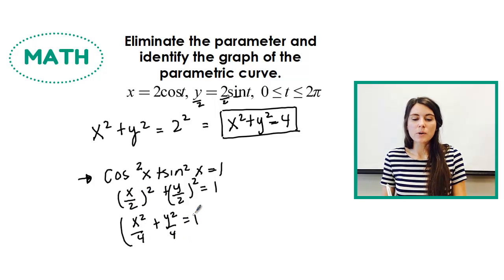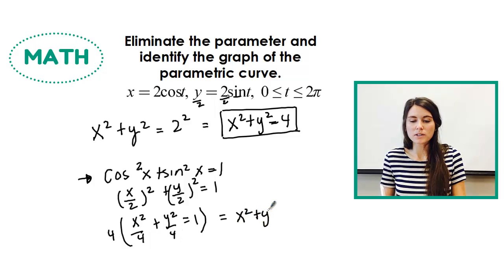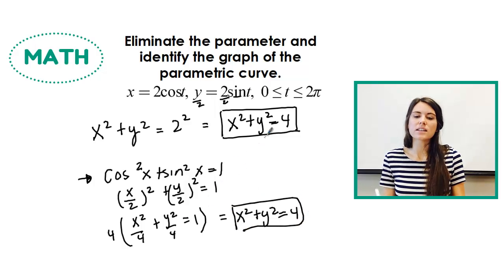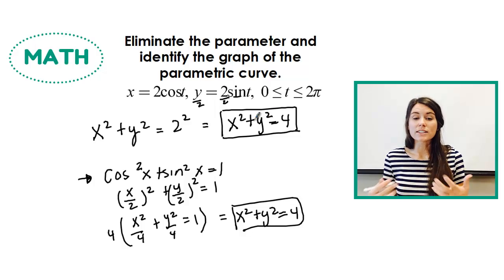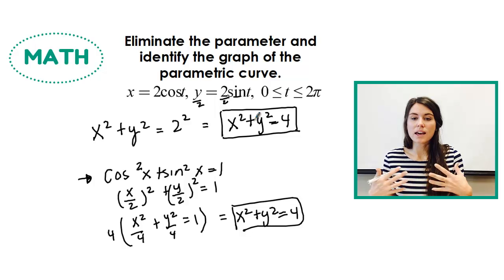And then if I want to get rid of that denominator, I'd multiply everything by 4. So the 4's would cancel out the denominators, and I'd get x squared plus y squared, and then 1 times 4 would be 4. So that's a different way to do it algebraically instead of just visually seeing it and knowing it's a circle and using the circle formula. So that's how we eliminate a parameter and make a graph of a parametric curve. This would be the graph of the parametric curve. That's just the way we say the graph.